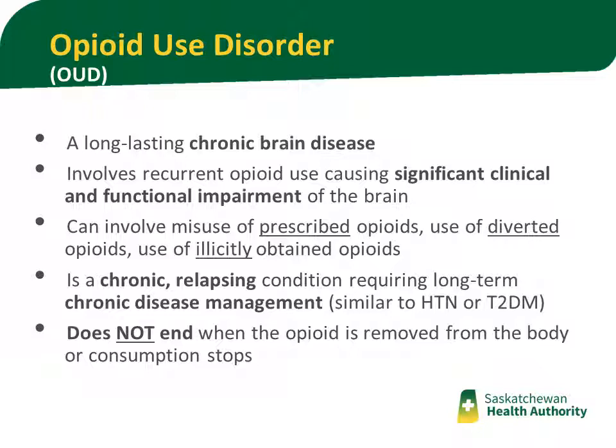Unfortunately, opioid use disorder doesn't end after a period of abstinence when the opioid is removed from the body. Like other chronic diseases, it requires long-term disease management and may involve many cycles of drug use, reduced use, or maybe even abstinence, and then potentially return to use.